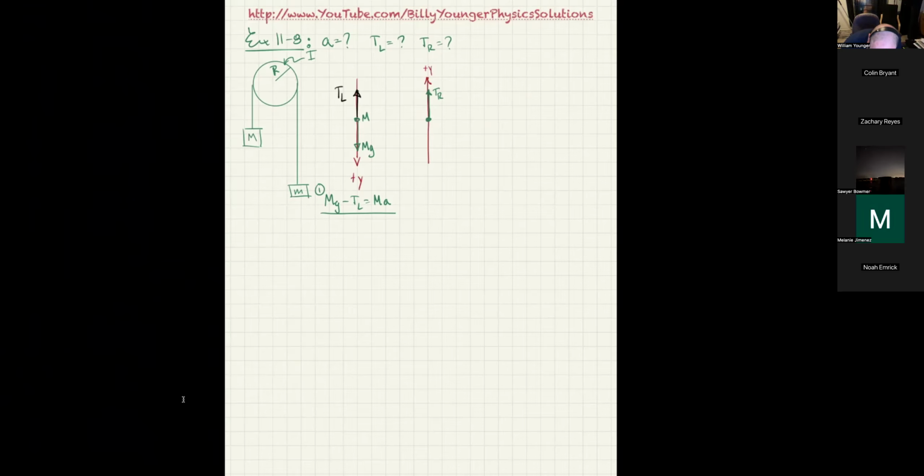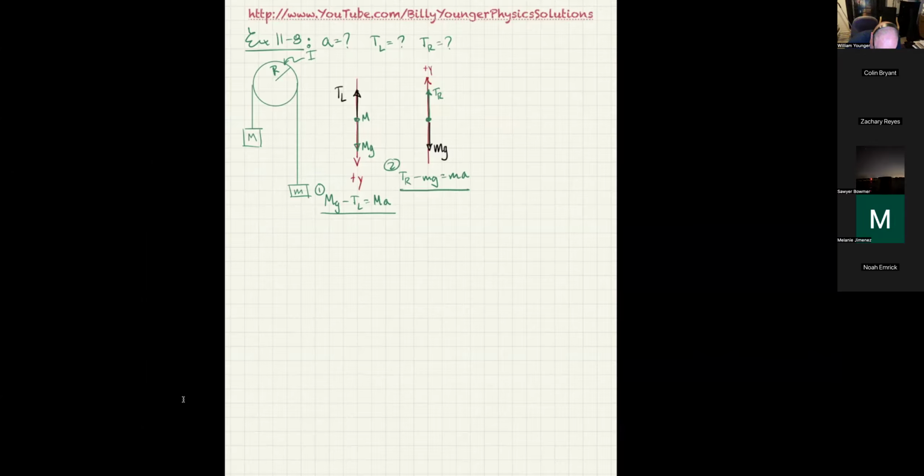In this case, we get a force in the downward direction or the negative direction, and that force is lowercase m times g. Therefore, for this one, we get TR minus lowercase mg is equal to lowercase ma, and that's equation 2, and I'm going to underline that as well.